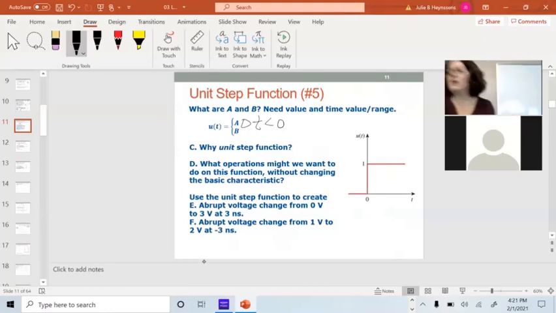Oh, no. I threw my stylus and it got down into a crack. Fortunately, I was able to retrieve it, but I will be back and we'll talk about unit step functions. I'm sorry.